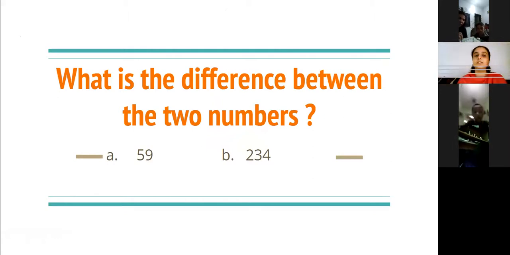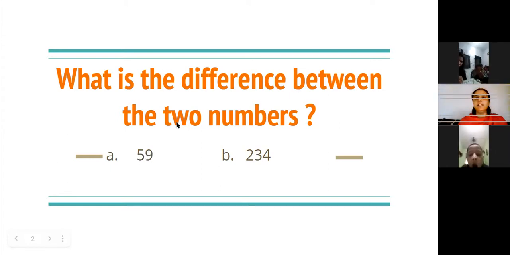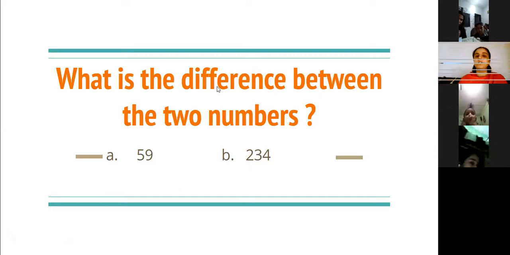And otherwise, this is basically a 2-digit number. So what are present in a 2-digit number? So you can see in 59, we have 9 and 5. So 9 is, Rakshit, you want to answer?